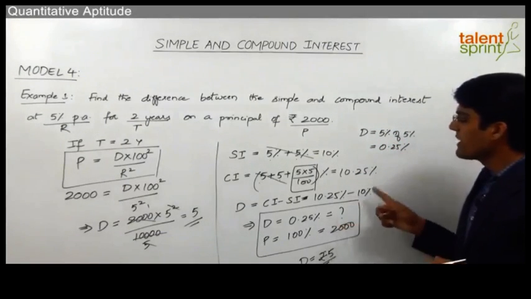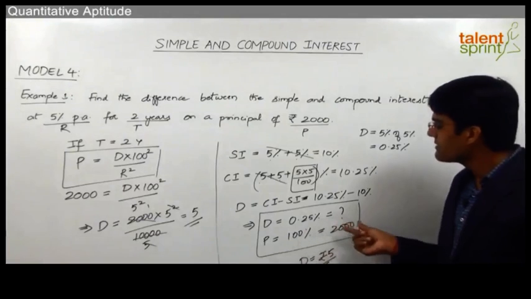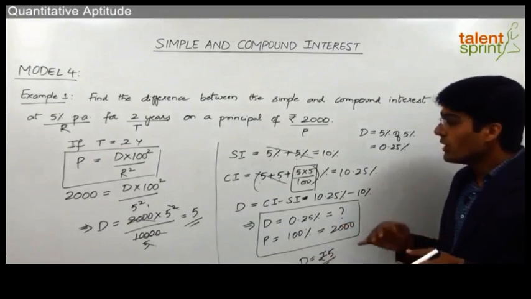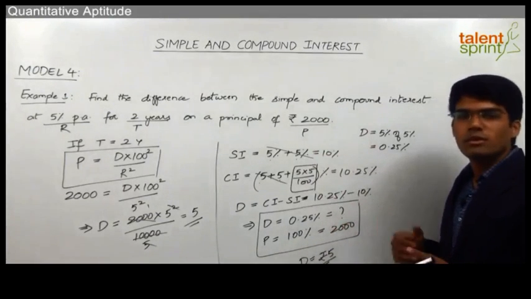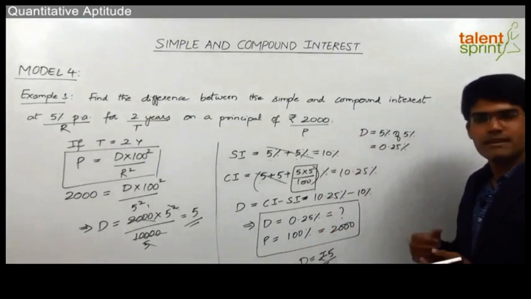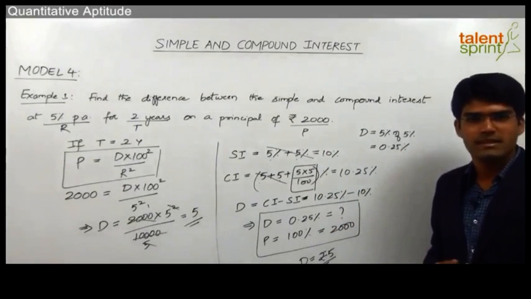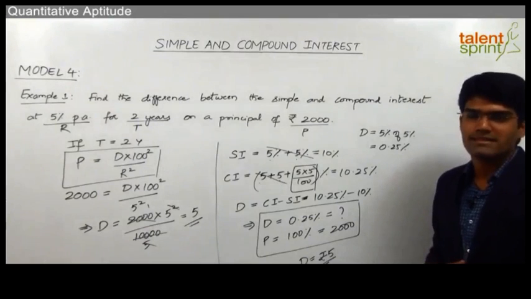And that 0.25% has to be calculated if 100% is 2000. So no need to write all these steps even when you are following the second method. We can simply understand the difference as percentage of percentage and then find out the required answer.